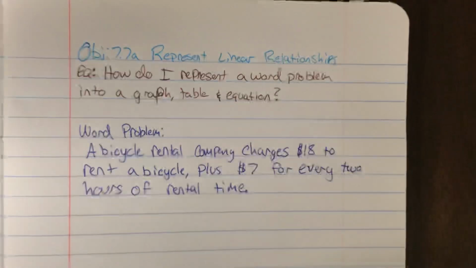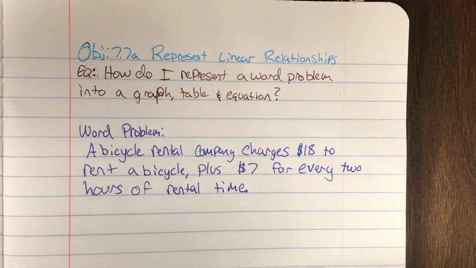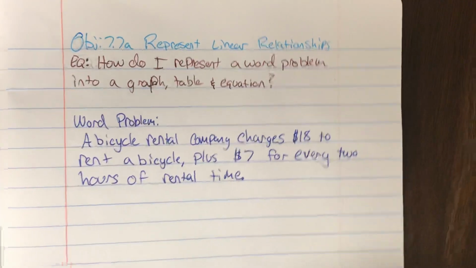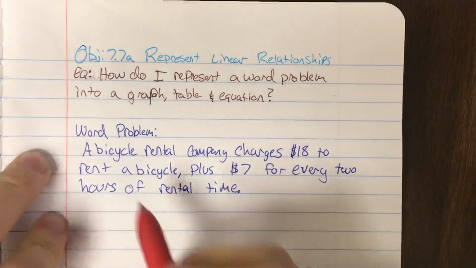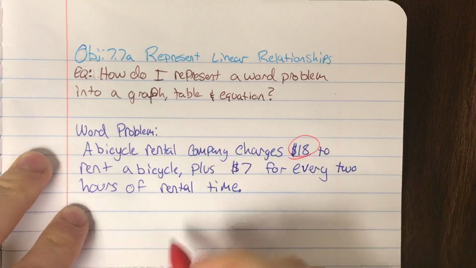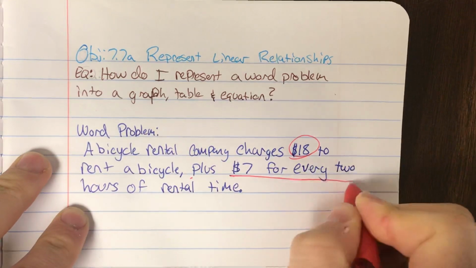Alright, so now let's move on. We're going to start with the equation. What we're trying to figure out is, we have a word problem. What would the equation look like from this word problem? So we're going to have to highlight some keywords here. A bicycle rental company charges $18 to rent a bicycle plus $7 for every 2 hours.